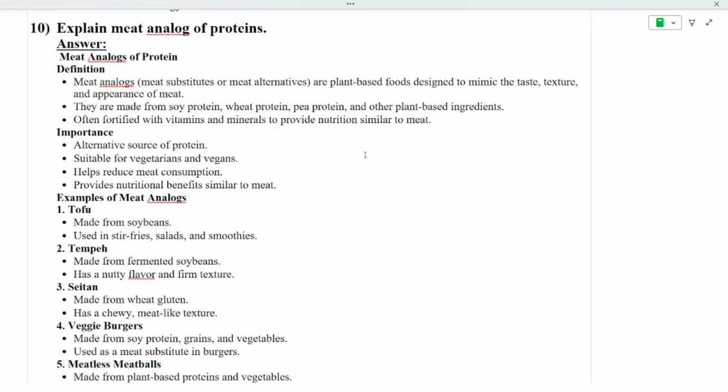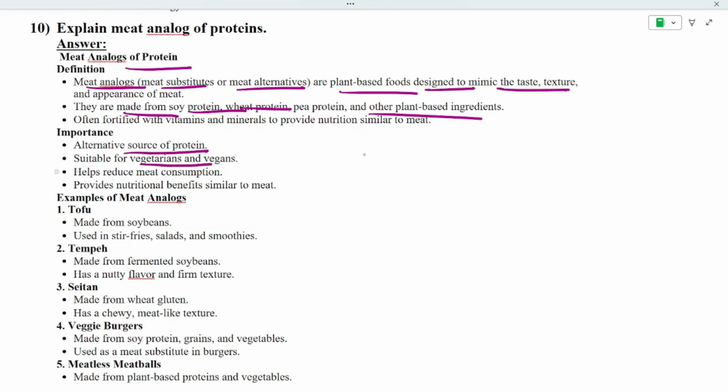Next, if we see the last question, meat analogs of protein. Meat analogs are nothing but substitutes or meat alternatives that are plant-based foods used for vegetarians and all. They are made from soy protein, wheat, pea, and other plant-based ingredients. Importance is a source of protein for vegetarians and vegans, and reducing meat consumption. Nutritional benefits are similar to meat.